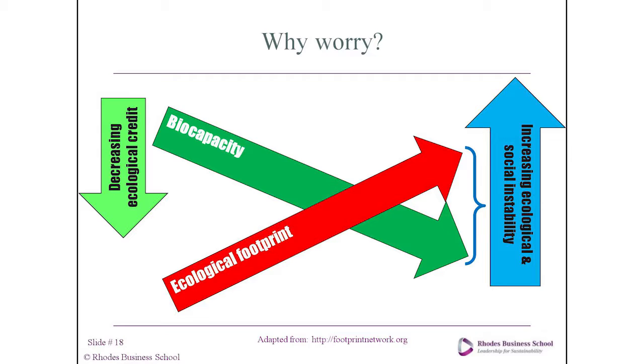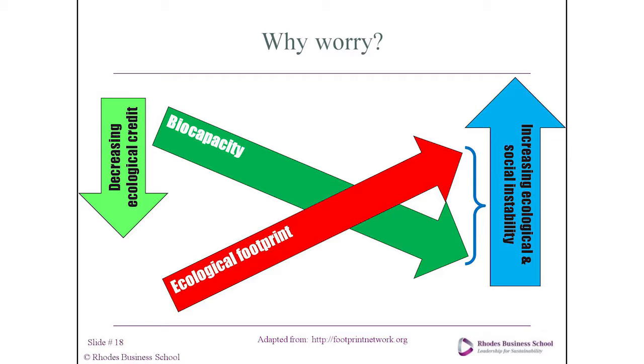So we don't just worry about the ecosystem because we worry about plants and animals. The very basis of the ecosystem is on which we live and affects not just our livelihood, but also our lifestyle. And therefore, if we get increasing ecological instability, we're going to get increasing social instability.